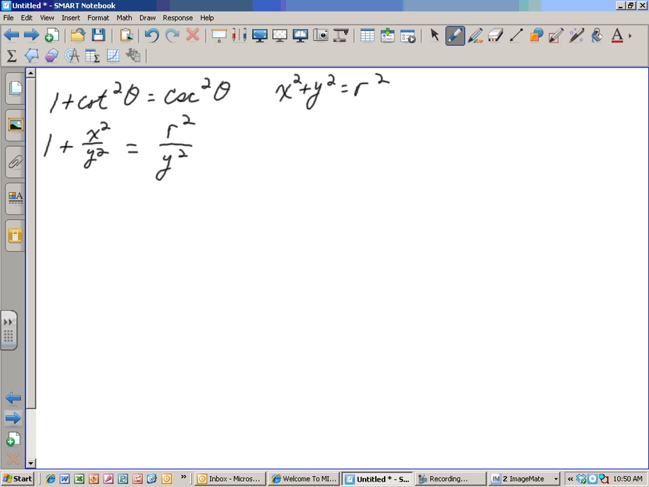So we're going to look at the left side. And 1 I'm going to write as y squared over y squared, because that's 1. But I want to have a common denominator. Plus x squared over y squared. Now that I have the common denominator, I can add the numerators together. And what is y squared plus x squared? R squared. R squared over y squared. That's using the x's, the y's, and the r's.